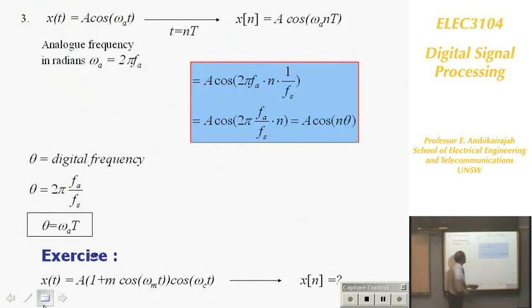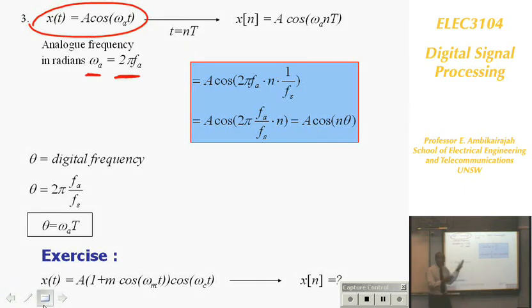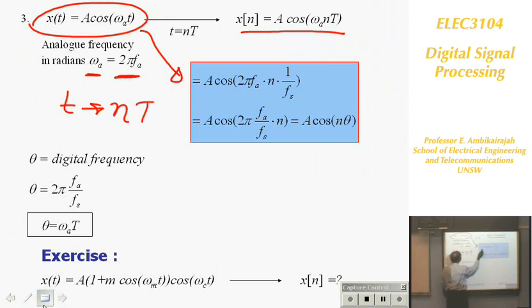Now we have another system, an analog cosine waveform, where omega a equal to 2 pi f a. This is important, you need to concentrate. You need to rewrite this yourself and see whether you understand. If you do the discrete version of x(n), how do we get that? Let's start from here and replace t by nT. So A cos, and omega a is 2 pi f a, and t is nT.